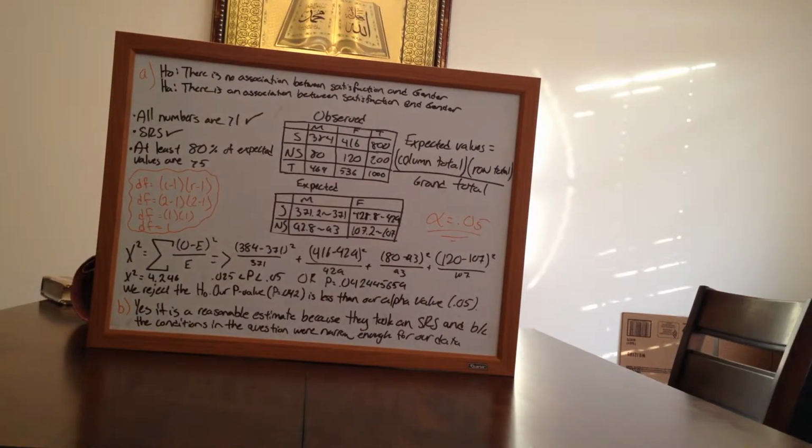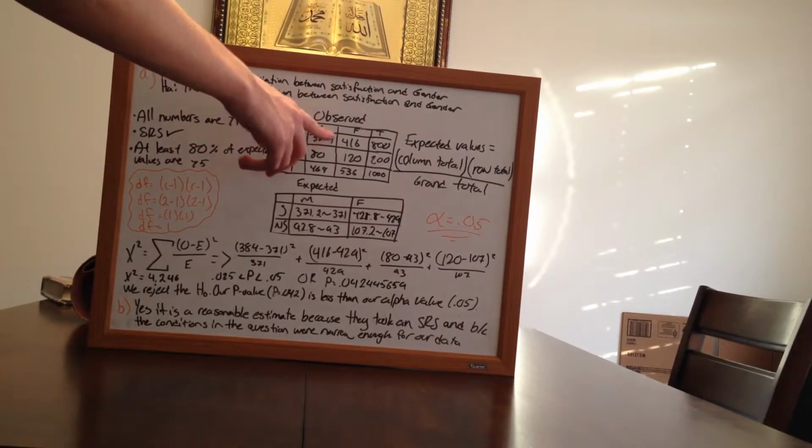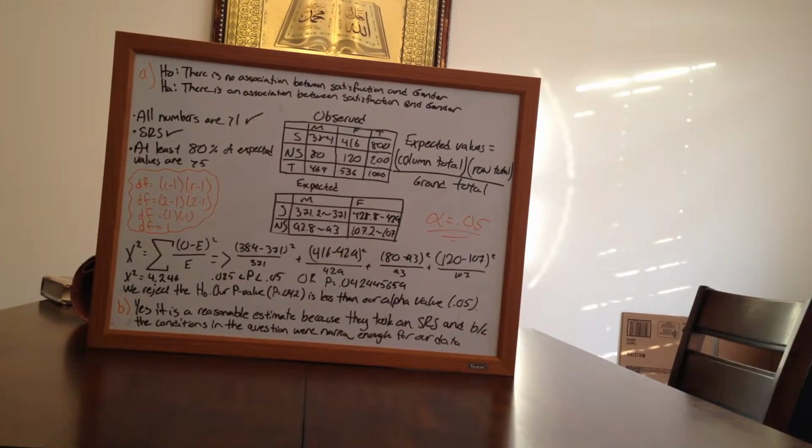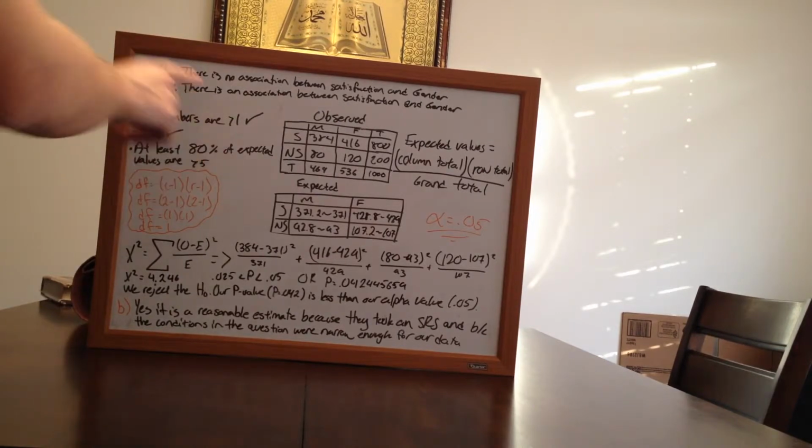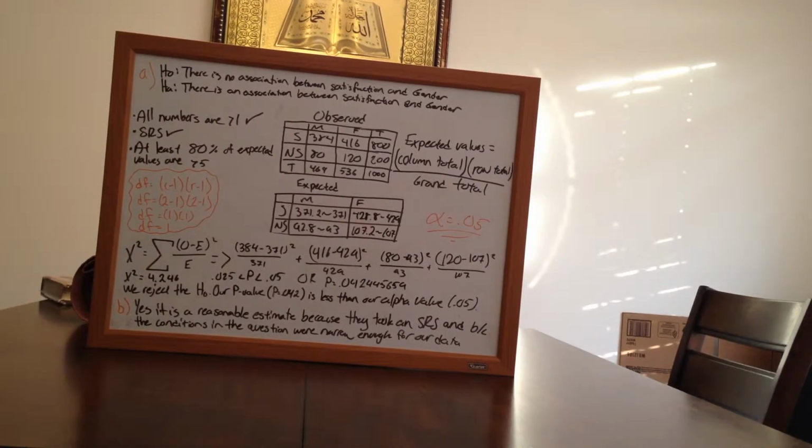So moving on to our assumptions, our conditions. All of our numbers need to be greater than 1, which in this case it is. Our lowest value is 80. It tells us that it's an SRS, randomly selected 1,000 adult county residents. And at least 80% of our expected values are above 5. So first we have to calculate that in order to check it off.